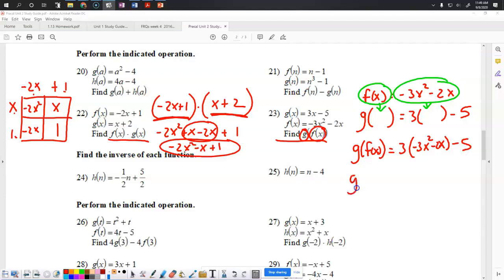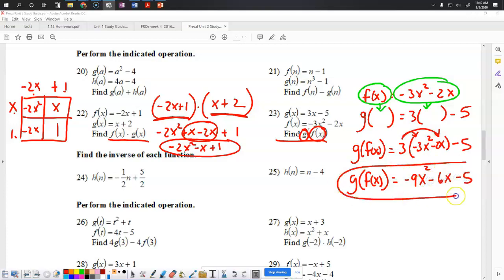And we're going to go ahead and simplify this because all that we need to do is distribute and combine like terms. That's not something that I would expect you guys to have trouble with. So that's going to be negative 9x squared minus 6x minus 5. There you go.